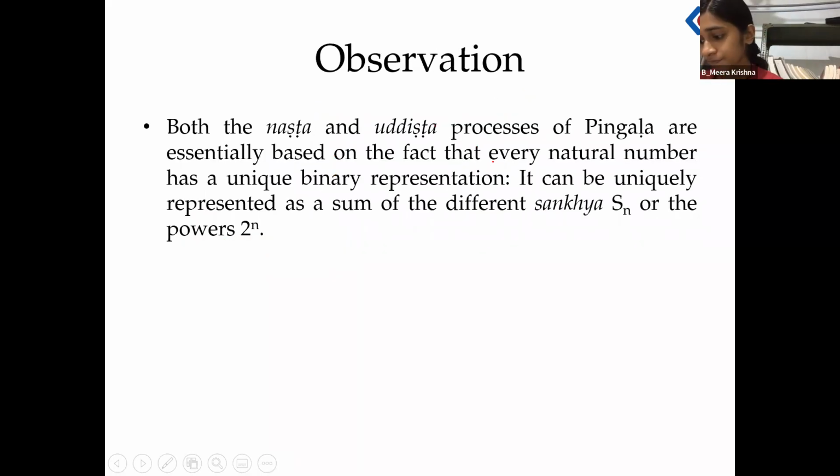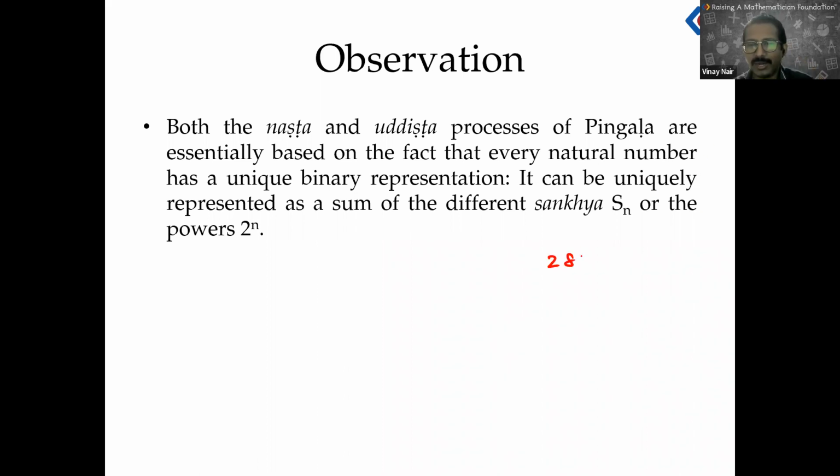All right. So this is an observation that both Nashta and Uddishta processes of Pingala are essentially based on the fact that every natural number can be written as a unique binary representation. That means there is a unique binary representation for every natural number. You will say, what's there in it? It's so obvious that any number you take, suppose you take 285, of course there will be a binary representation for this. You take 613, there will be a binary representation of this, and that will be unique.